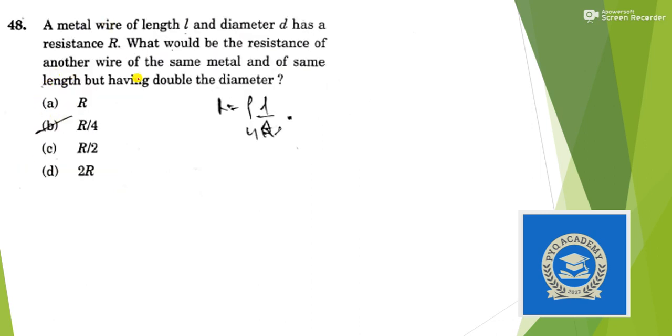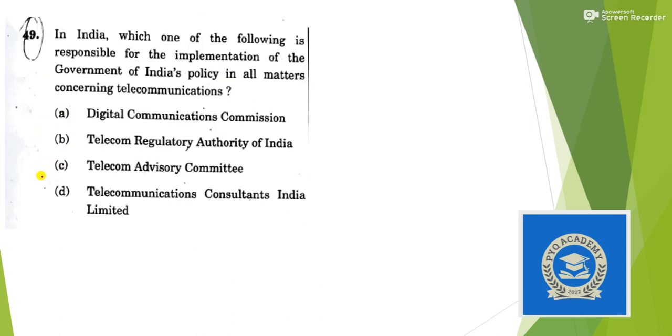Next, so yeah, this was a very easy numerical, so answer is option B. Next, yes, a little bit tricky question, but you have to see this. Which of the following is responsible for implementation of Government of India policy? Okay, most of you must have marked this question, but try the regulatory authority, not implementary. So answer is option A, Digital Communication Commission. It was there in news because of the 5G spectrum.